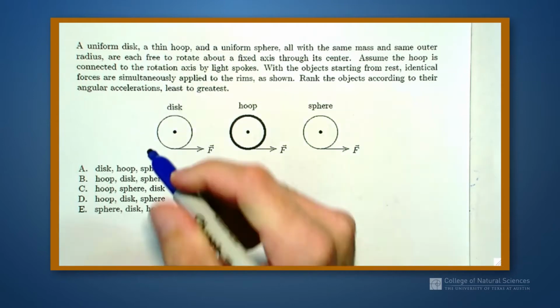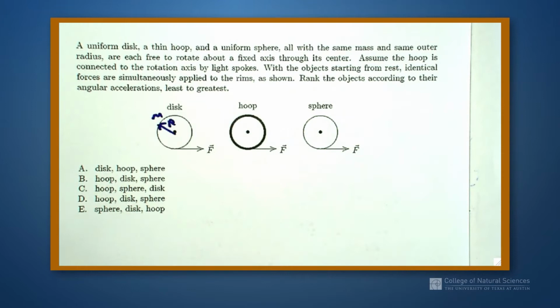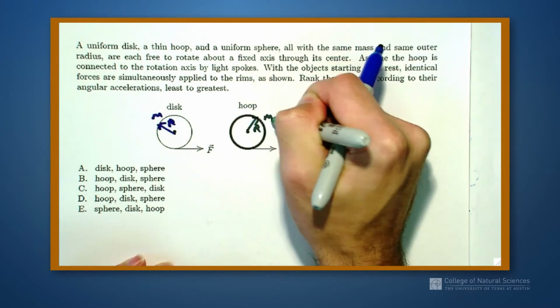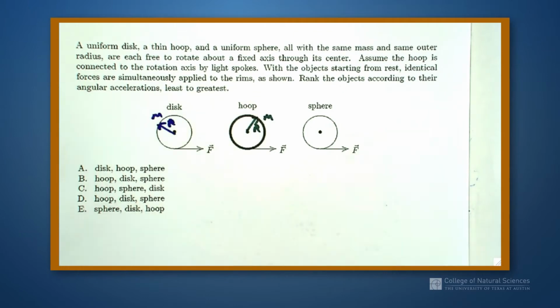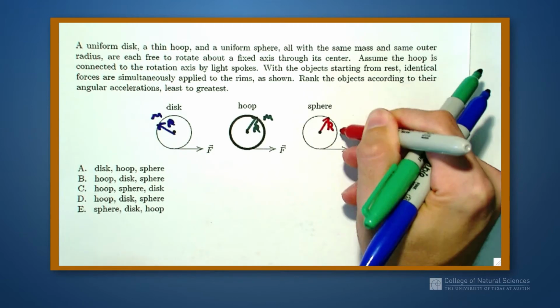We know that this one has mass m and it has a radius r. Same thing for the hoop. It's got a radius r and a mass m. And last but not least, the sphere has a radius r and a mass m.